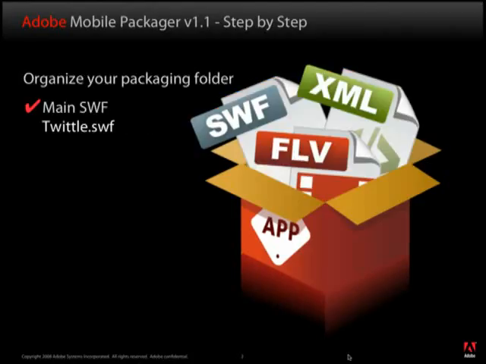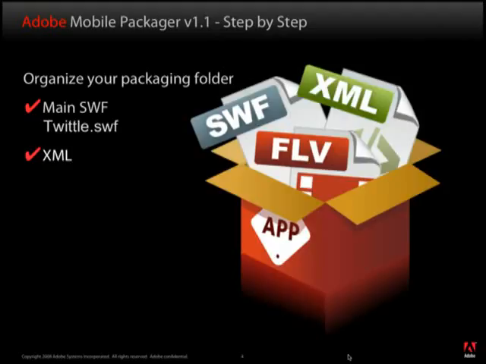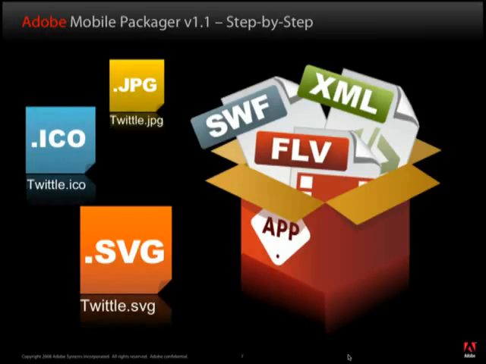First, create a packaging folder and place your main SWF inside. Make sure the name of your main SWF is something you'll be happy with as an application name. And remember, application names need to be less than 12 characters long. No spaces, no special characters. Then put any supporting files like XML, FLV, or audio assets into this packaging folder. And last but not least, include any application icons you have.